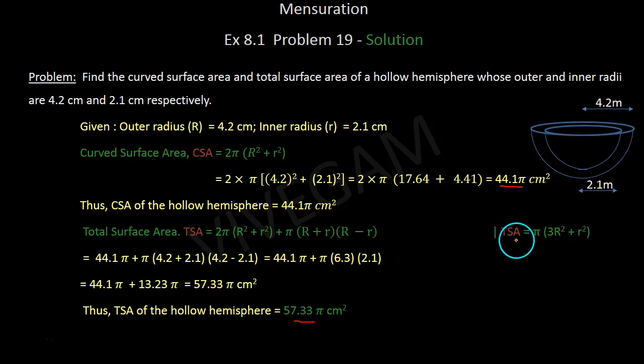As I told you, you can also calculate TSA using this formula. Okay, 3 pi into 3R square plus r square. You can do whichever way you like, but I suggest that you use this method. It's a little easier. Okay.